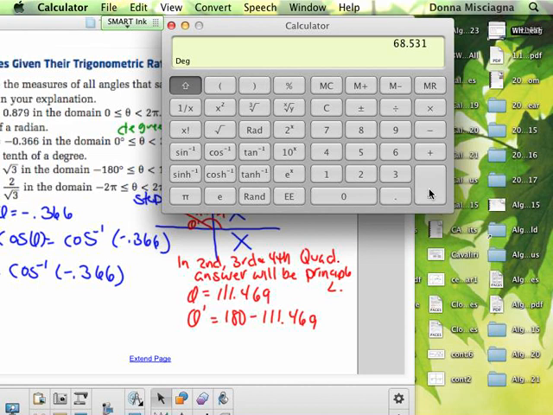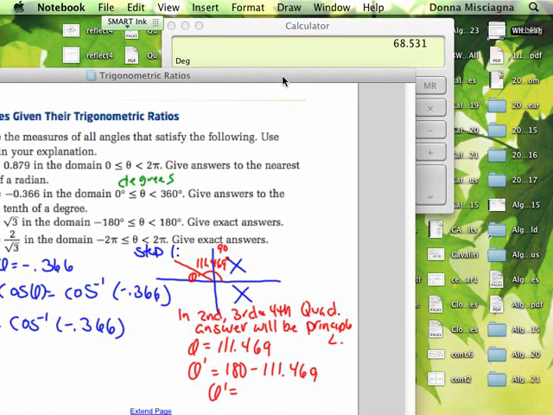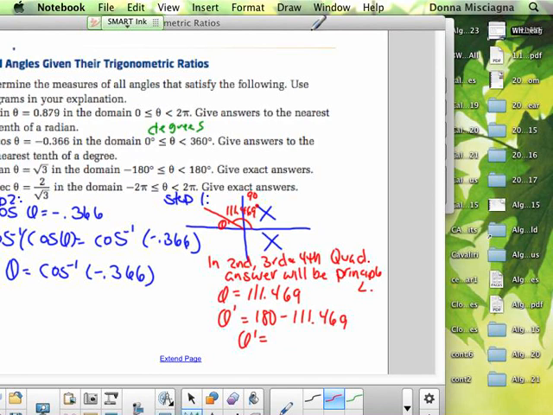So that's 68.531. That's our reference angle. You know, it's late, I keep forgetting. 68.531 degrees. All right, that's this angle here.